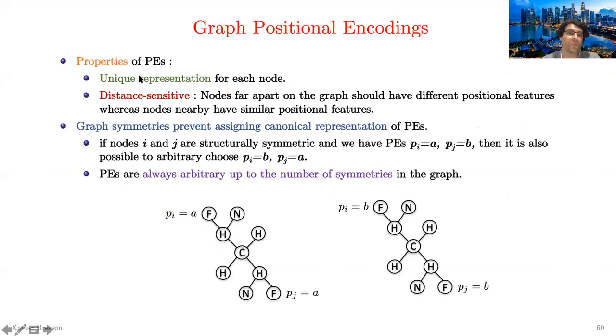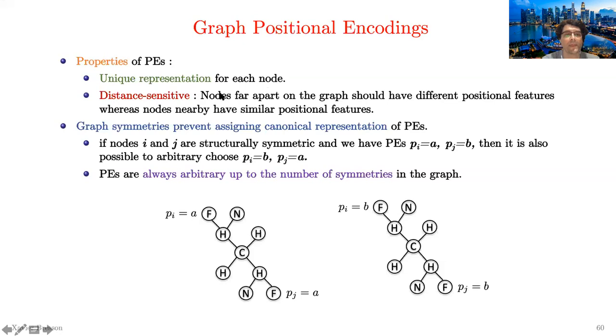So what would be some good properties of positional encodings? You want a unique representation for each node, of course, and then you also want something which is distance sensitive. So nodes that are far away on the graph should have positional features with a higher distance than the nodes that are close to each other on the graph.